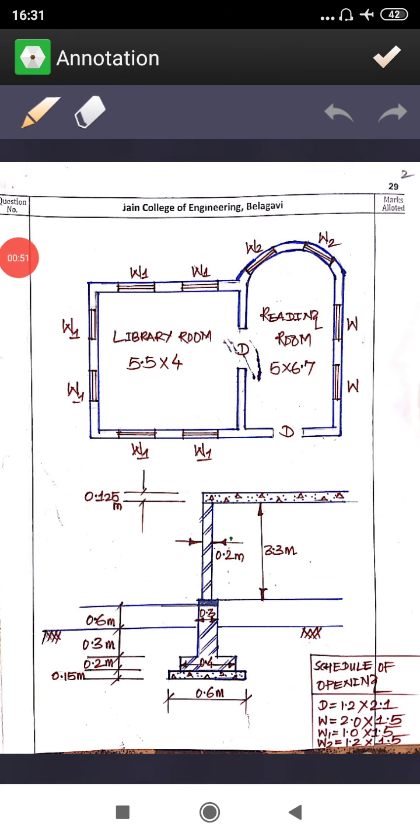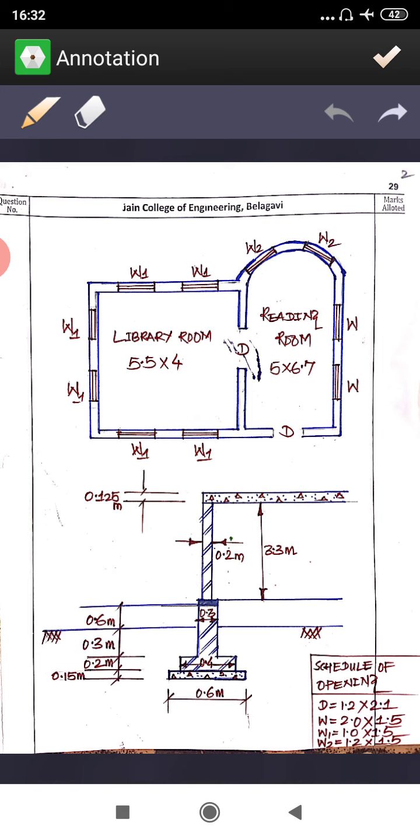This is the plan and cross section. Cross section gives you the detailings of substructure as well as superstructure. Now if you see the plan, you will be having a library building with two rooms. One is a reading room, that is 5 into 6.7 meter size. Another one is a library room, that is of 5.5 into 4 meter.